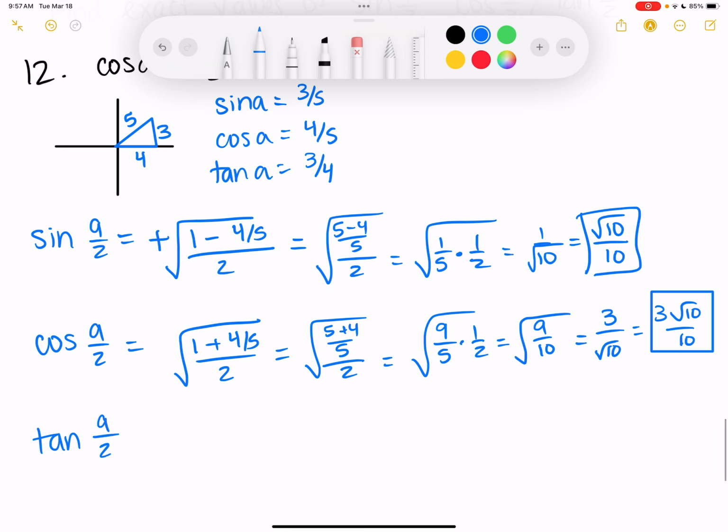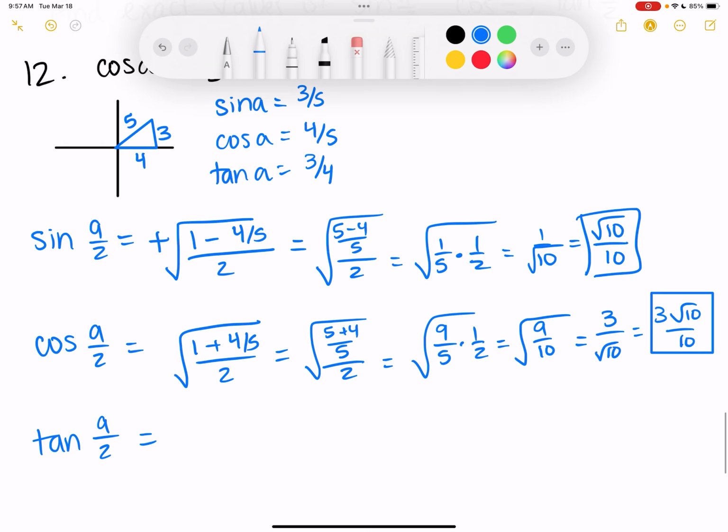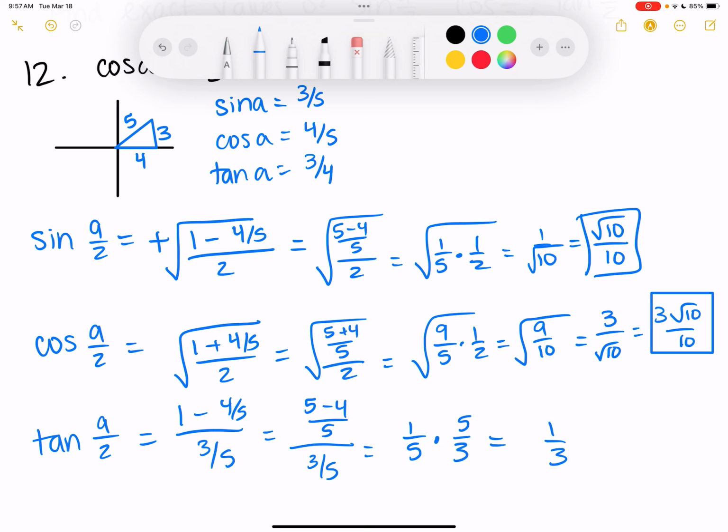Tangent of A over 2. I want you to use the one with, it doesn't matter actually. You pick. 1 minus cosine of A over sine of A. Okay, so 1 minus 4 over 5 over 3 over 5. So that would be 5 minus 4 over 5 all over 3 over 5. So it would be 1/5 times 5 over 3, 1/3. So with these ones, you might actually like tangent more. With the first ones we did, you probably liked tangent the least.